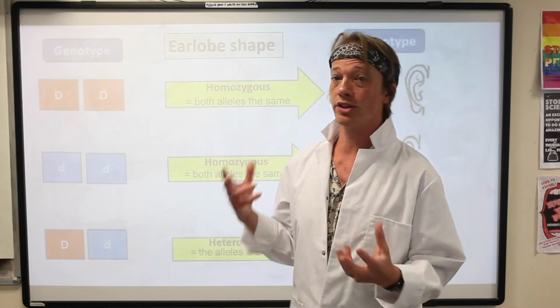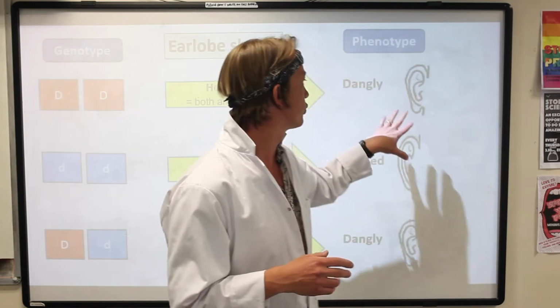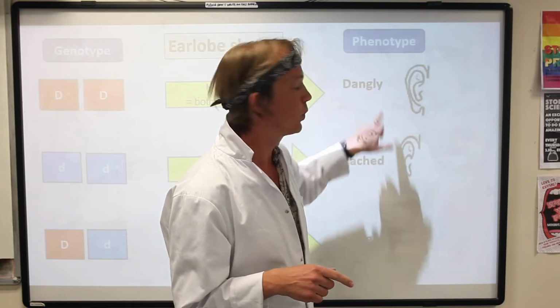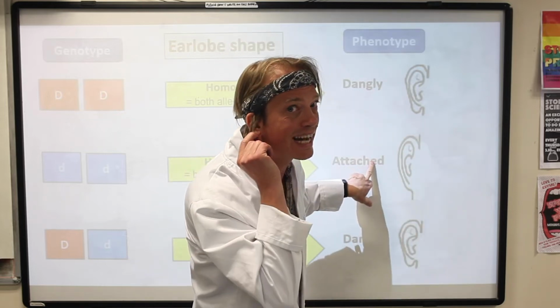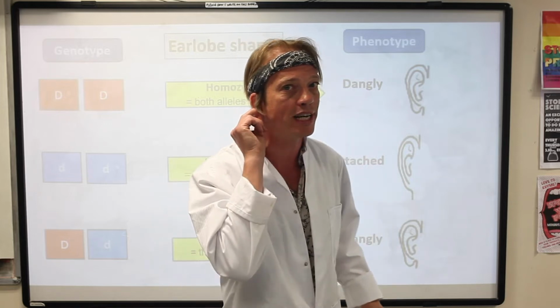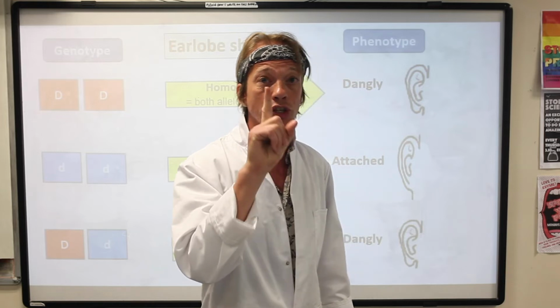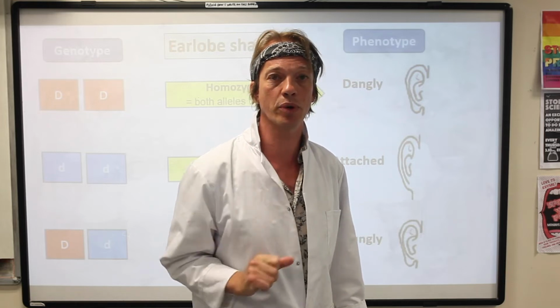Alright, so let's look at an example now, and our example is to do with earlobe shape. Your earlobes are either dangly or they're attached. Mine are definitely dangly, but yours might be attached. Why don't you have a look at your earlobes? Your earlobe shape is controlled by just one gene. And this is how it works.